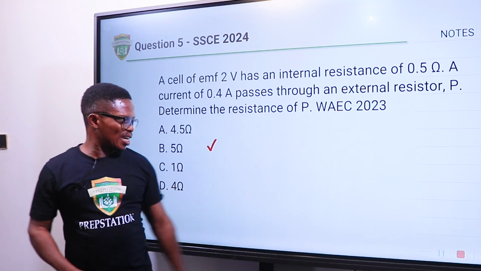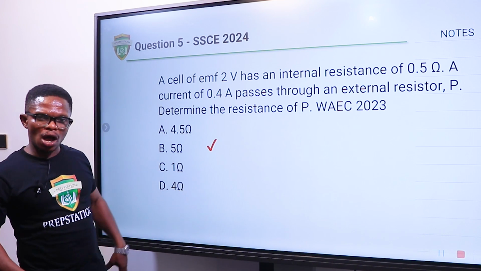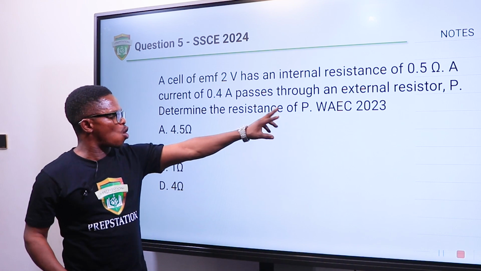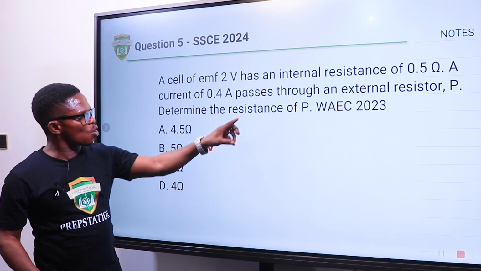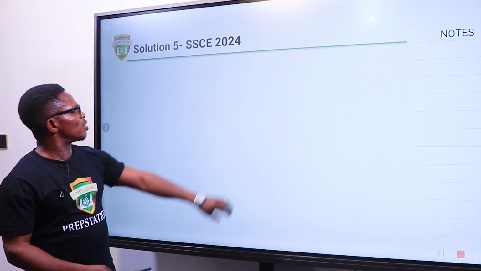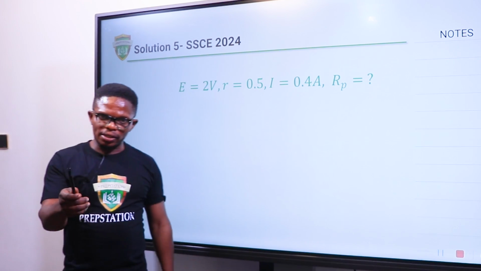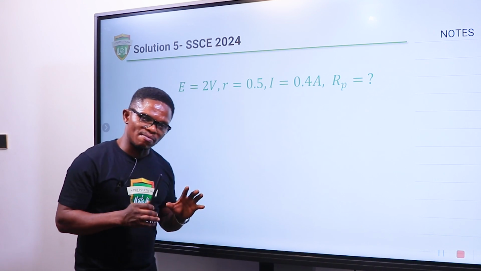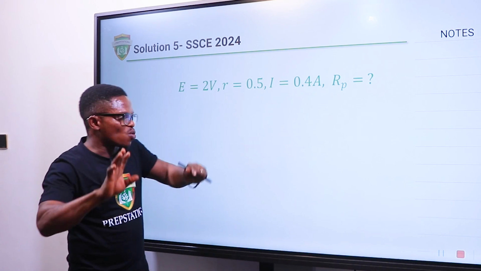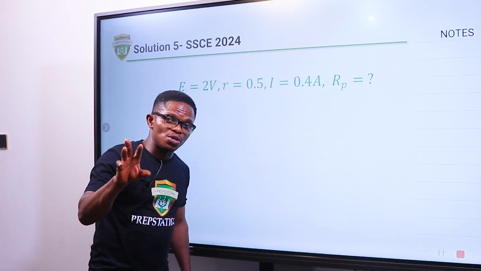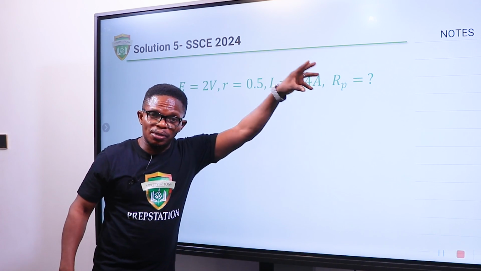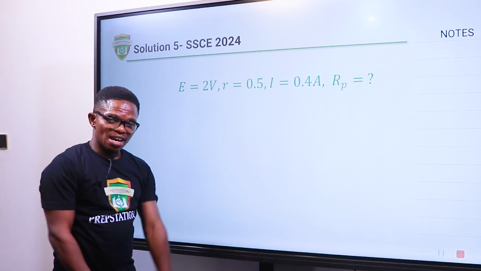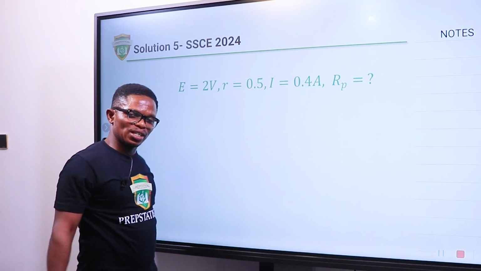So let's quickly go to the other side of the slide and find out how we arrived at 5 ohms. The question is: determine the resistance of P. First step, you can see I'm using the same method in solving all these questions. And what is the method? List out the parameters from the question, figure out the formula to be used, make the unknown the subject of the formula, then substitute all the given values into the formula, and lastly, play with the numbers using your calculator.